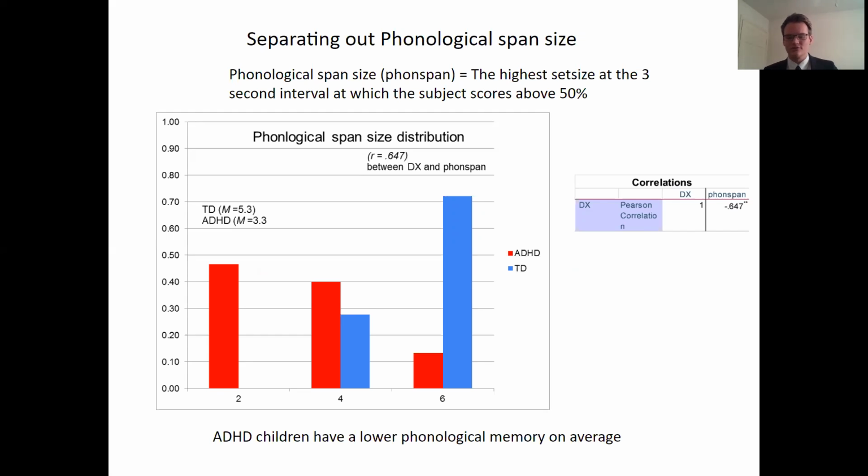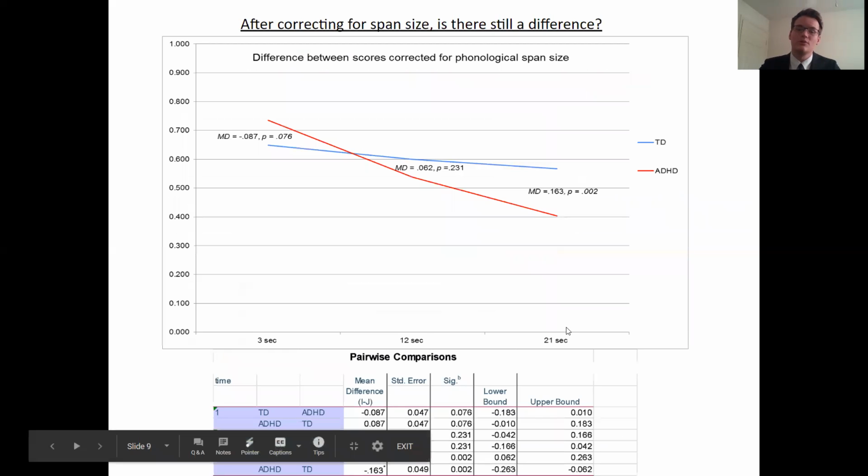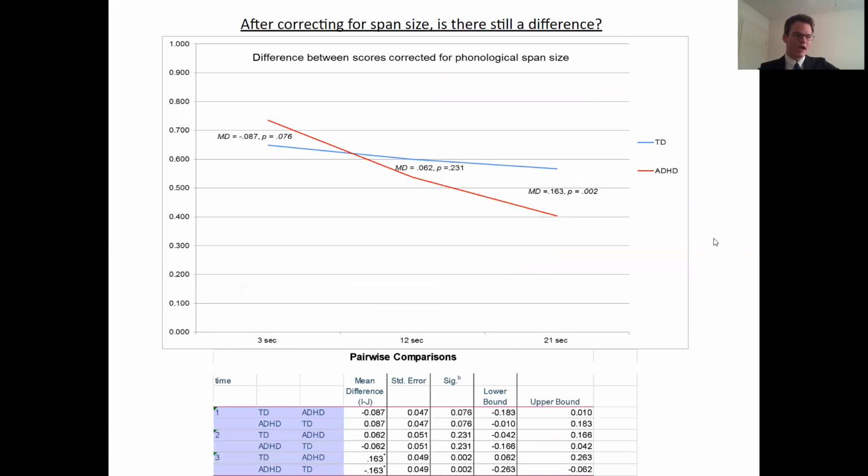And now I've reduced it down to 3 times, because now I'm only going to look at everyone at their maximum phonological span size. So I get rid of this deficit in their short-term memory. And so that's what this data looks like. So you can see there's only the 3-second, the 12 seconds, and the 21 seconds. That's because I've now got rid of everyone's score except at their maximum. So it gets rid of that discrepancy.